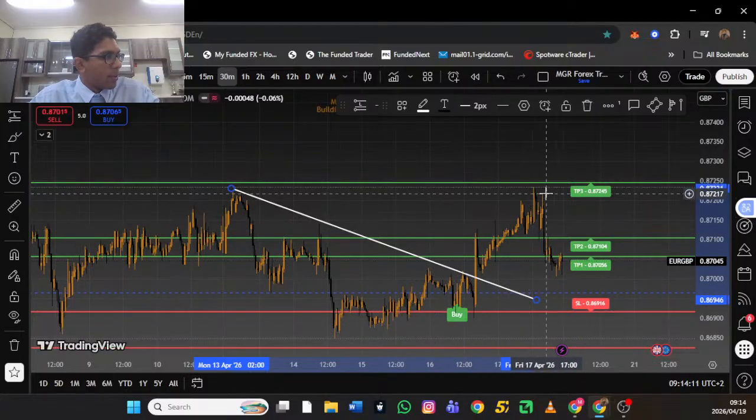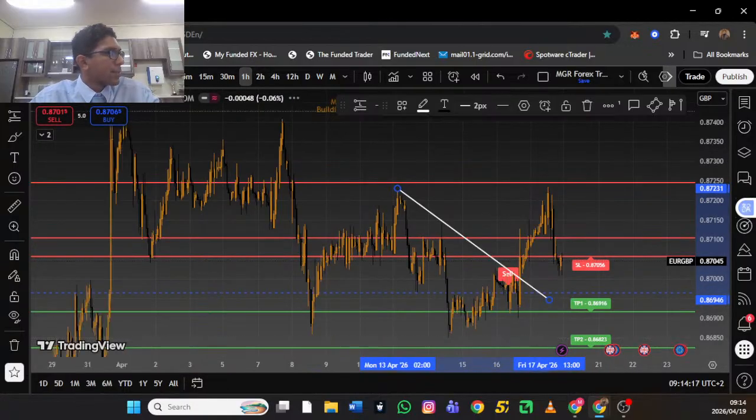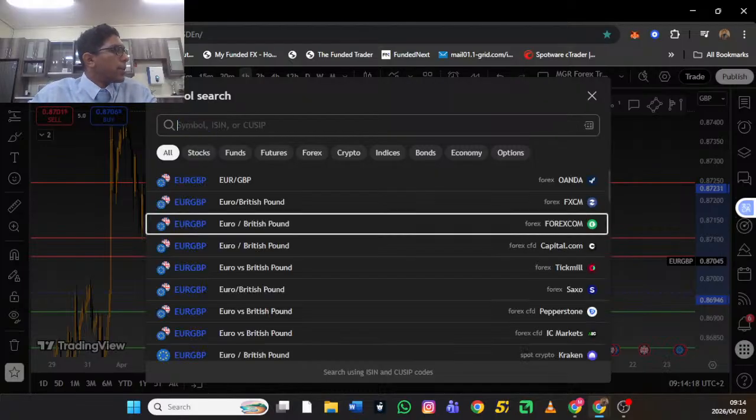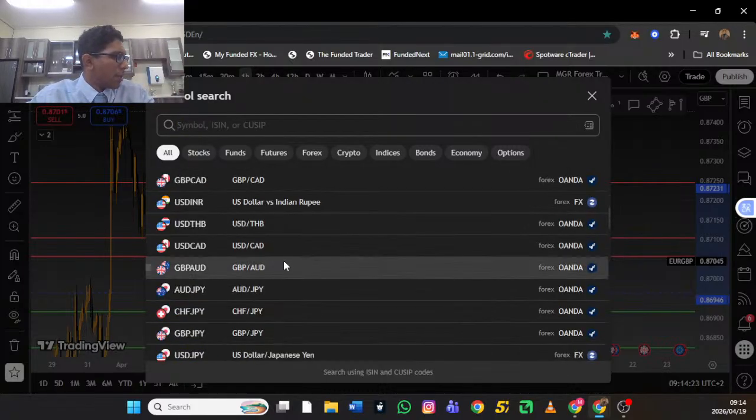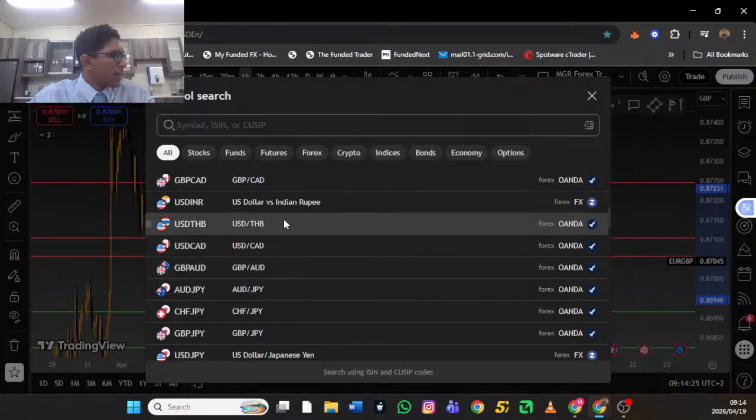Take profit 3 almost hit. That looks about right. So of course, you have to be mindful on certain pairs. Perhaps a different time frame might be more appropriate for it.